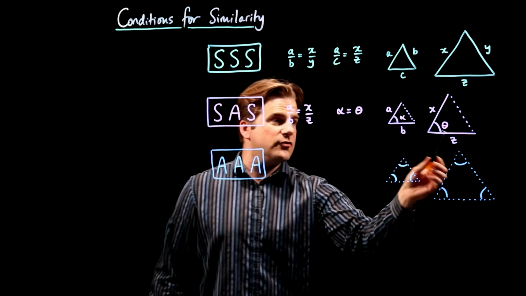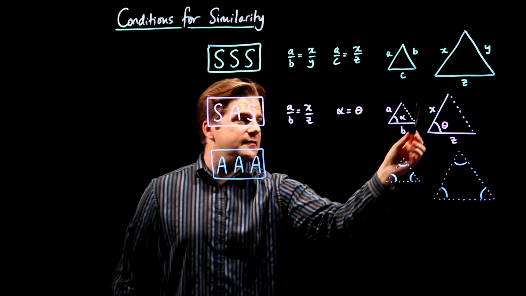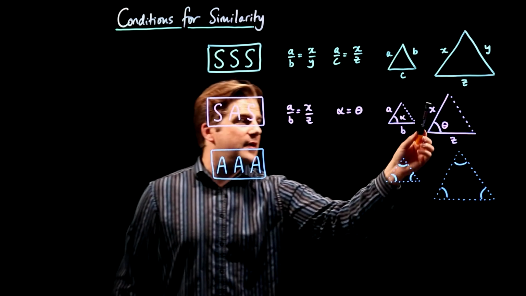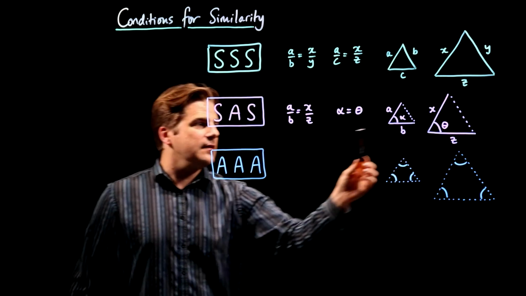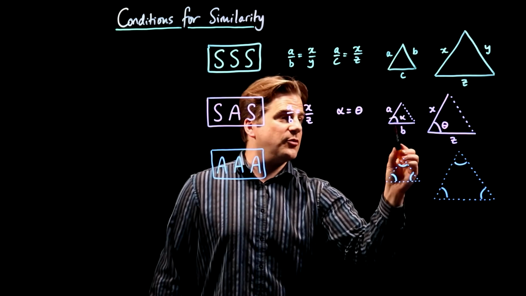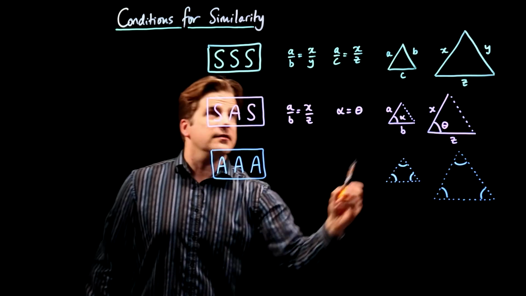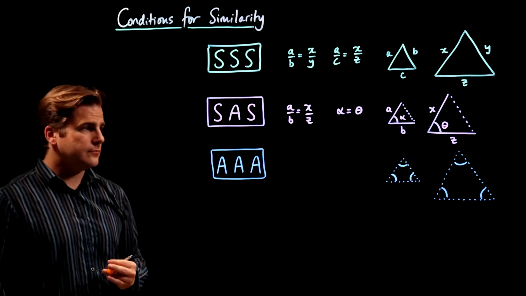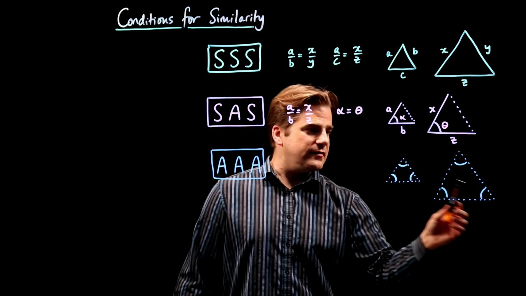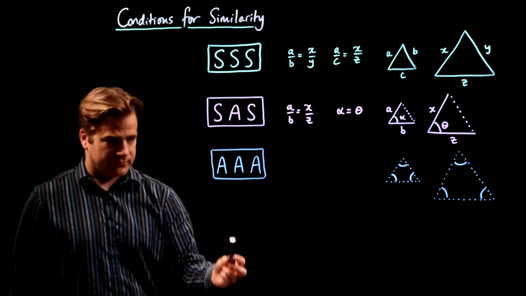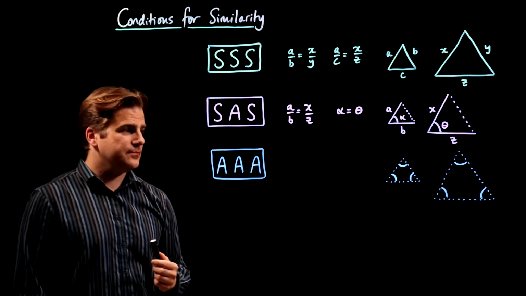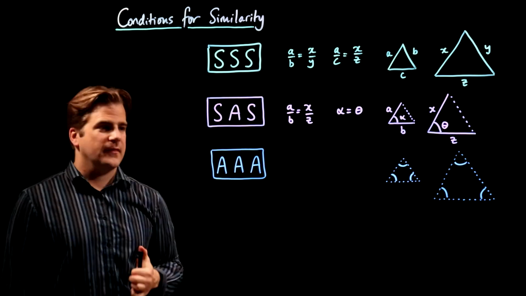If you can prove that the ratio of the two sides is the same, so A to B is the same as X to Z, and the angle between them, so that's why it's side, then angle, then side, the angle between them is the same, then those two triangles are also similar. And finally, if the three angles in both of your triangles are the same, angle, angle, angle, then the two triangles are similar. And that's it, so learn them.